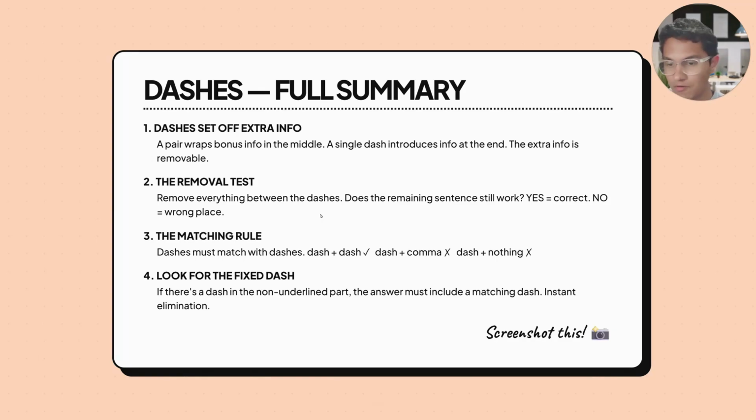Then you have the matching rule, where you always need to have an open dash with a closed dash, kind of like open parentheses and closed parentheses. And always look for the fixed dash, especially in the question. If you have a dash there, 99% of the time you're going to need an answer choice with a matching dash. Otherwise, it's going to be wrong.